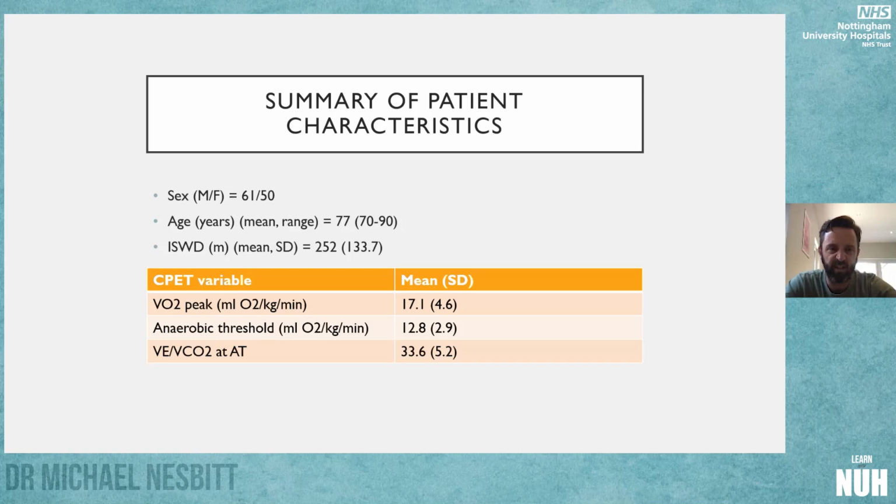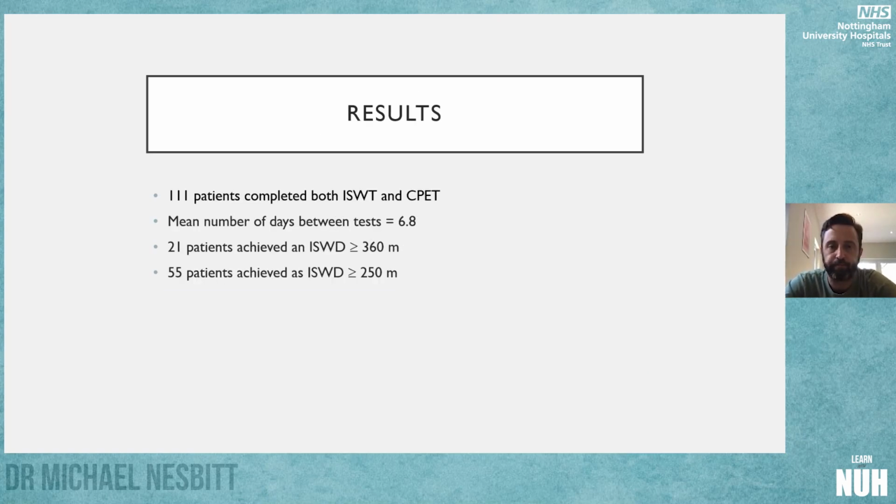Overall, there's a relatively even split between men and women, a mean age of 77 and a mean shuttle walk distance of 250 meters. The mean CPET variables were, as you can see, all within what would be regarded as an acceptable or a normal risk profile for proceeding with surgery perioperatively. So mean peak VO2 was 17, mean AT was 12.8, and mean VE/VCO2 was 33.6.